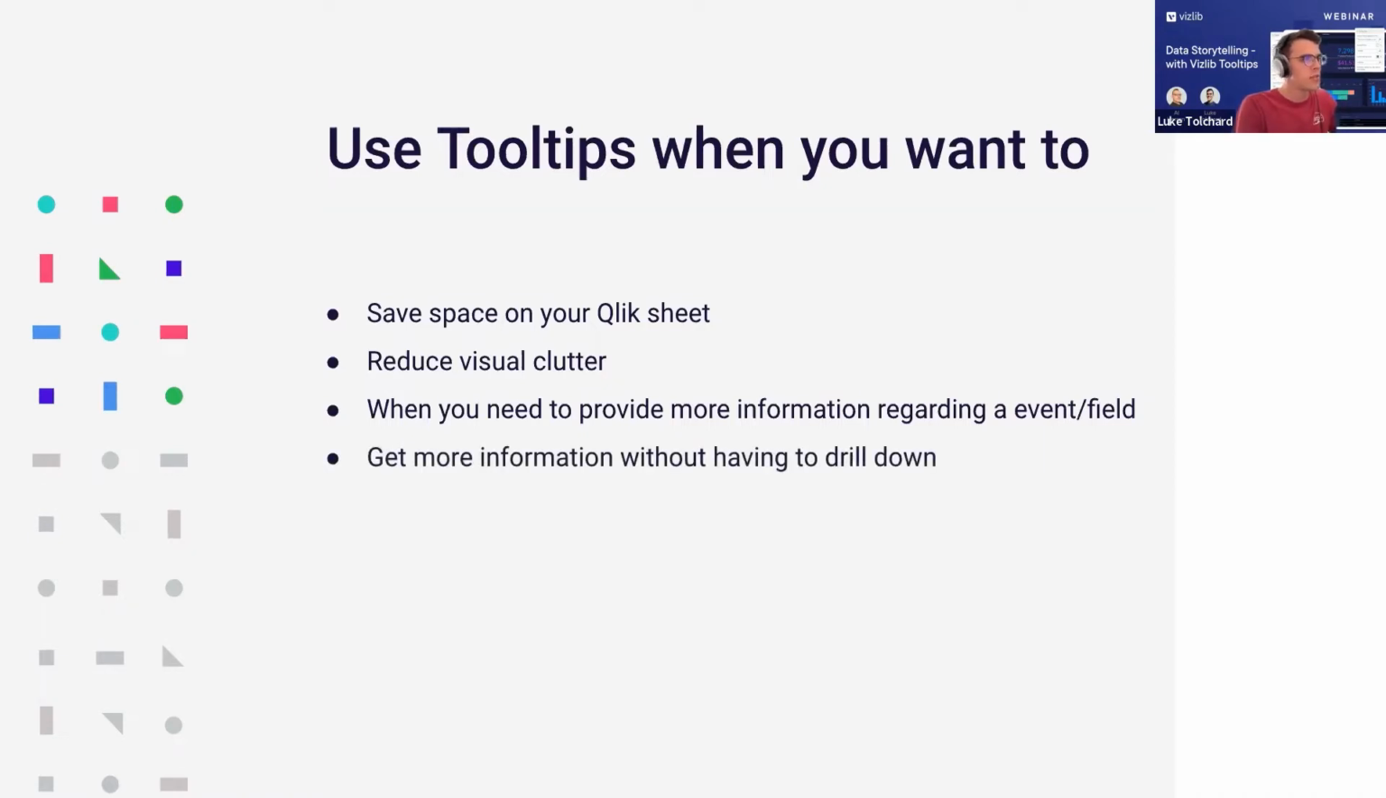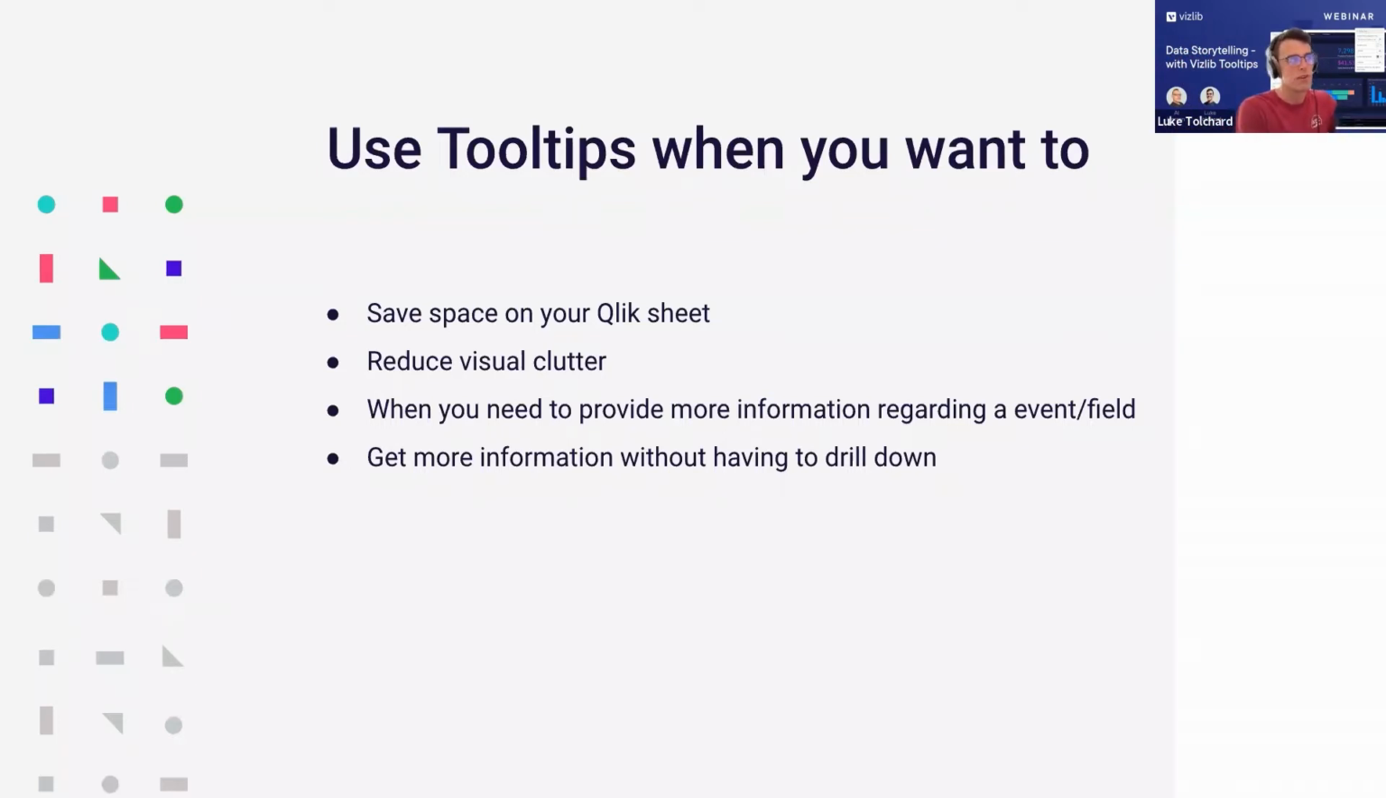Get more information without having to drill down. So let's say, for instance, you want to see different information in a table. That's fine. You can click on, for instance, a bar chart, and then it'll update the table as well to present you with that data. You don't need to do that.